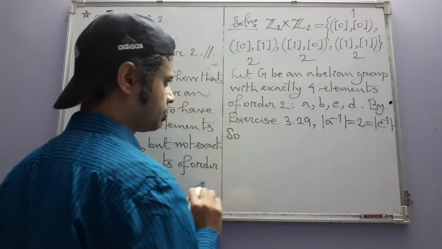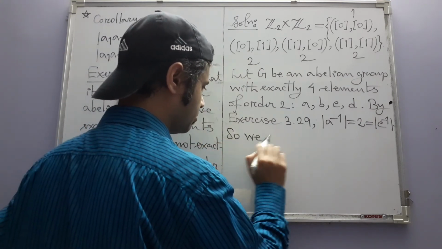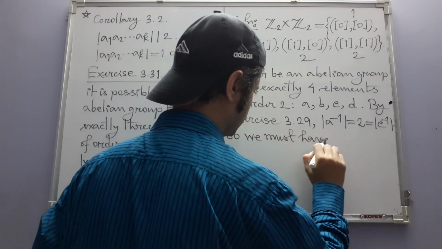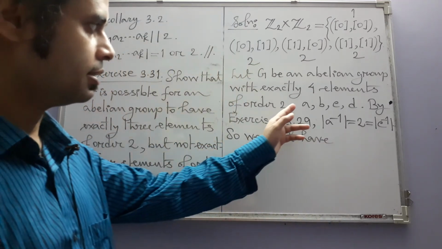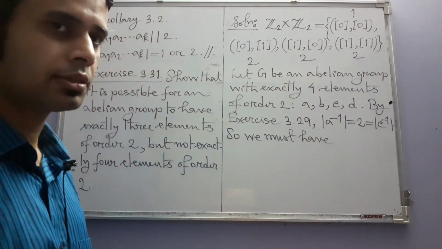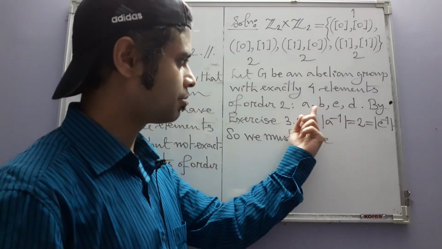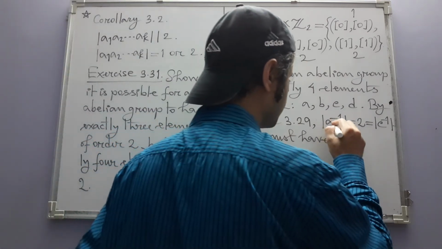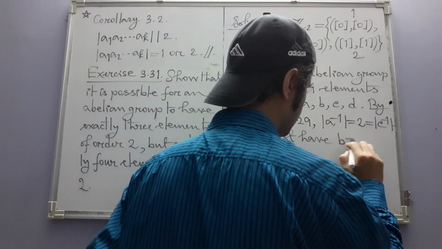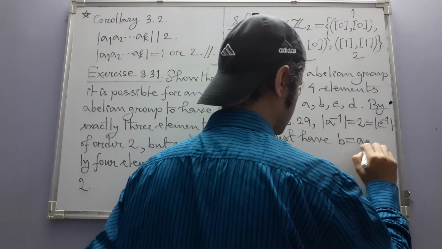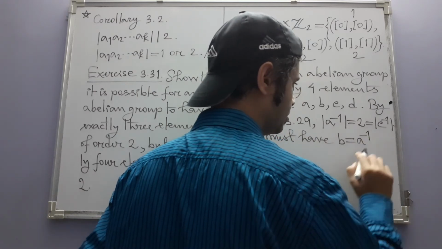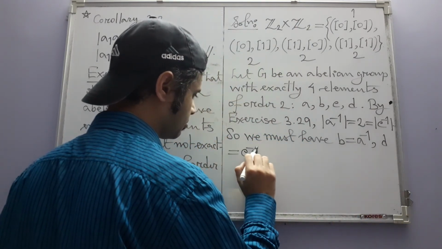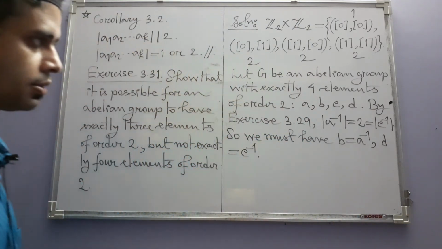So we must have, now because it's given that these are the only 4 elements of order 2, these inverses must appear here because they also have order 2. So without losing generality, let us assume that B is A inverse and D is C inverse.